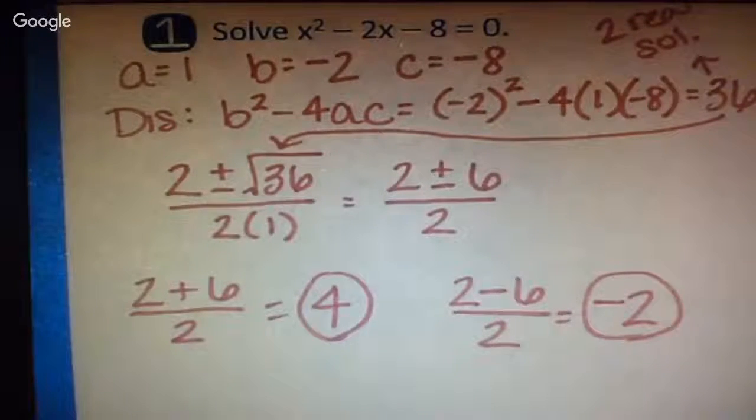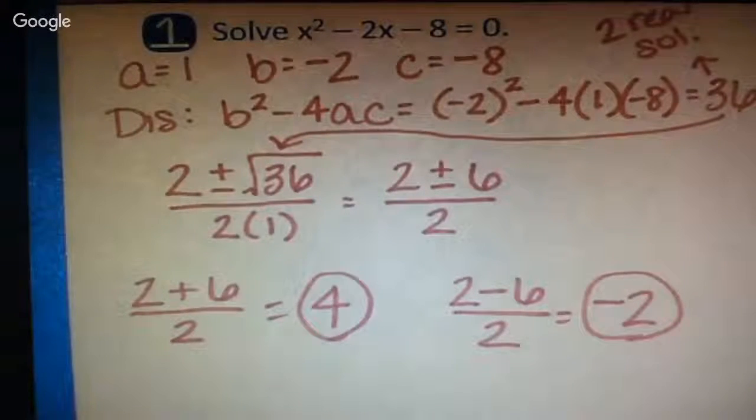When I set them equal to 0, I get positive 4 and negative 2. Oh my God. Why did you teach us this? This is so much easier. How can we do that?